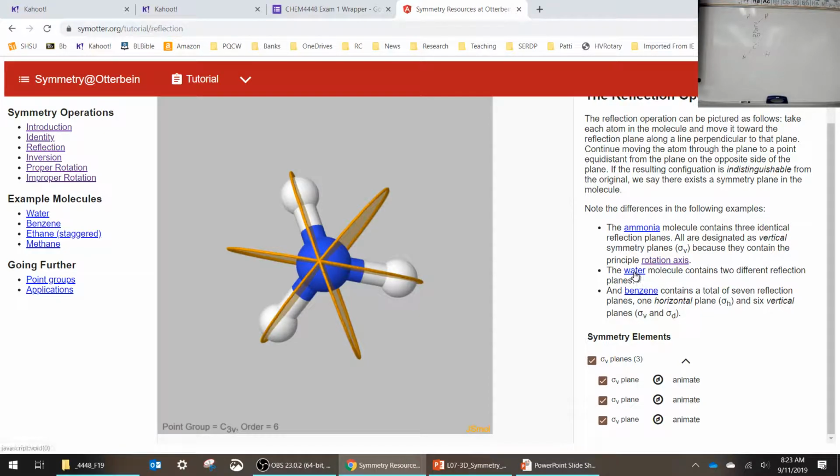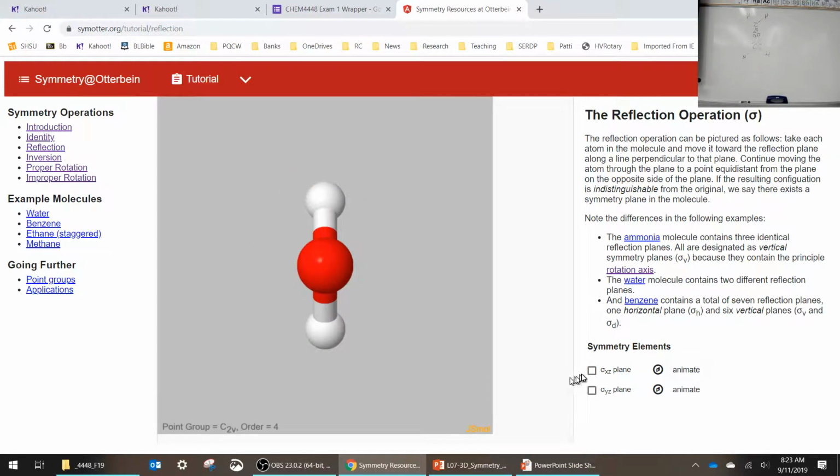Let's look at water. So we've got that reflection plane, we can animate that, and the hydrogens reflect into each other. Where do you think the second reflection plane is? Down the middle. Yeah, down the middle of the molecule.